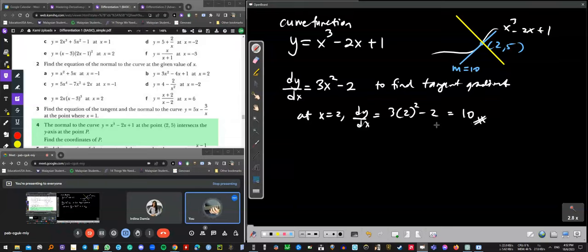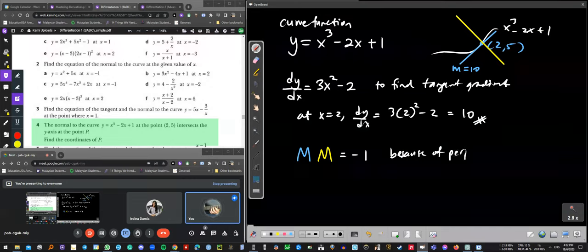Then using the teknik yang saya kata tadi, every time dua line yang perpendicular to one another, dia punya product mesti negative 1. Meaning what? M warna biru darab M warna kuning mesti dapat negative 1, betul? Because of perpendicular rule lah. So nak cari warna kuning, hantar warna biru je lah sebelah kanan. So warna kuning berapa? Negative 1 over 10. Agree? So that warna kuning punya gradient lah.